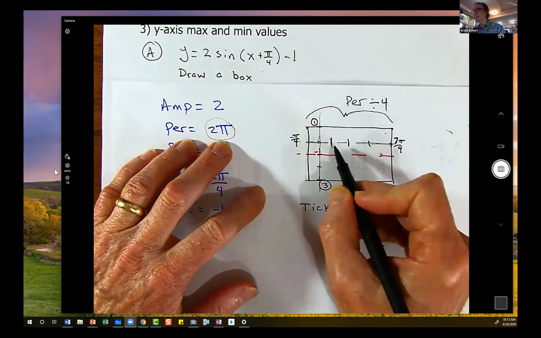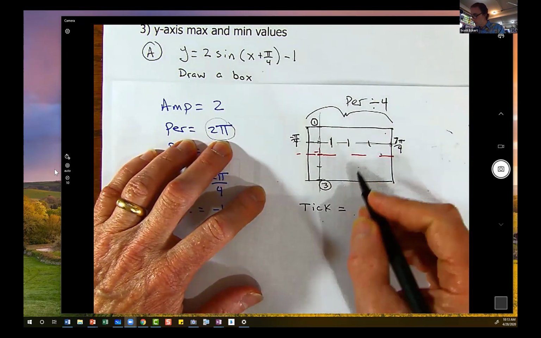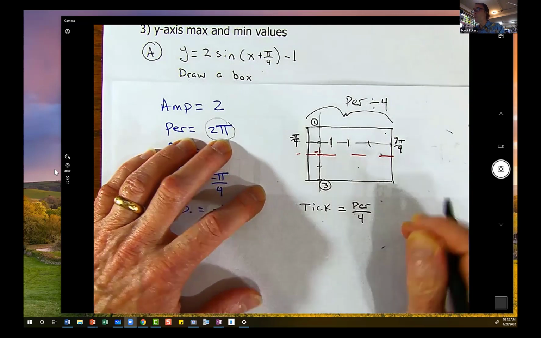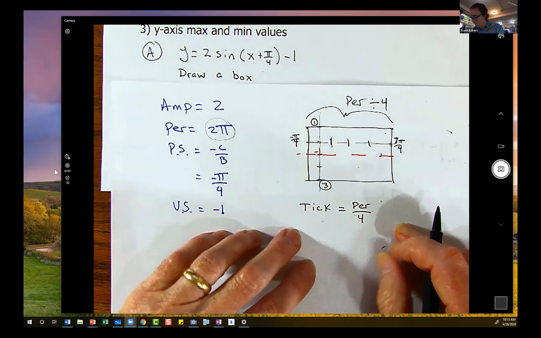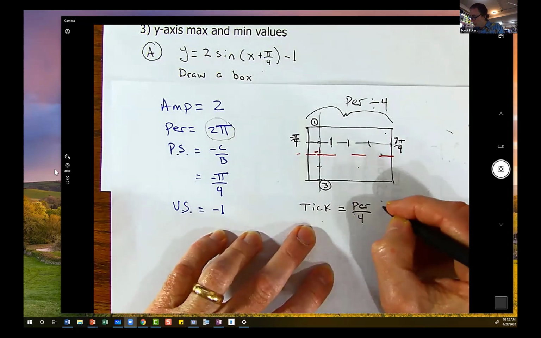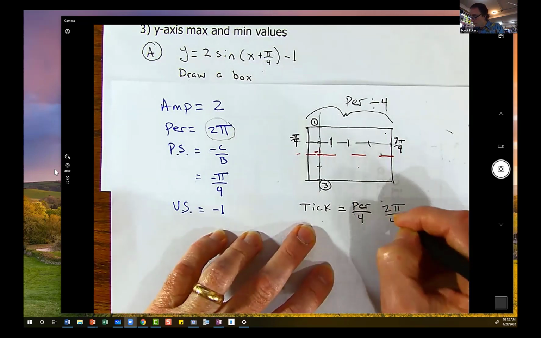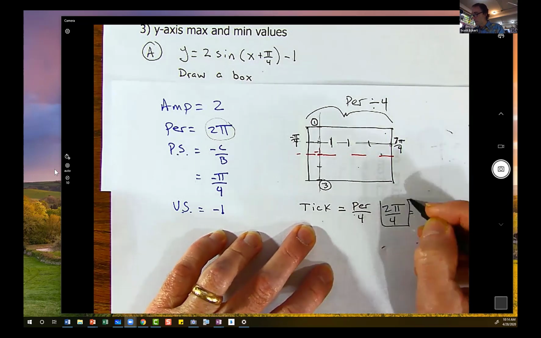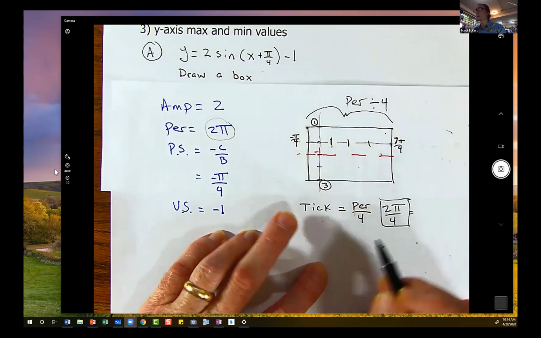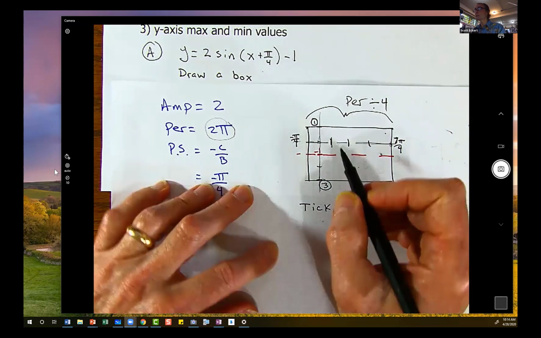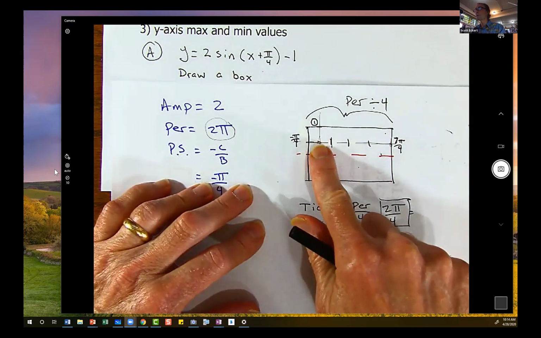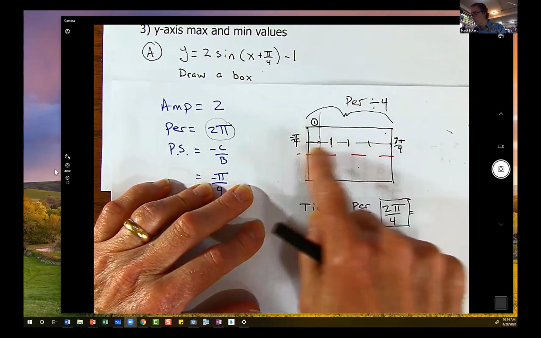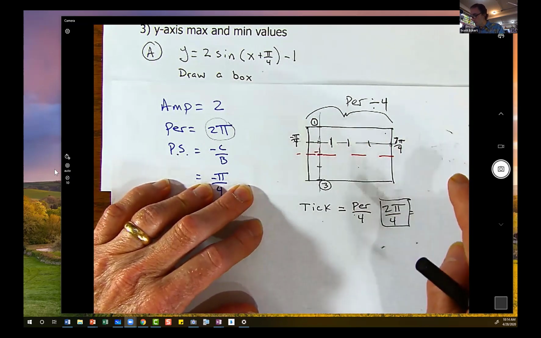So if we want these distances, we can do the tick mark, which is the period, divided in 4 subdivisions. And our problem has a period of 2 pi over 4. I'm going to leave it. It's 2 pi over 4. So this distance is 2 pi fourths, 2 pi fourths, 2 pi fourths, and 2 pi fourths. So each of these subdivisions is 2 pi fourths.